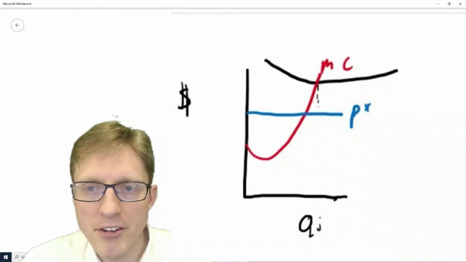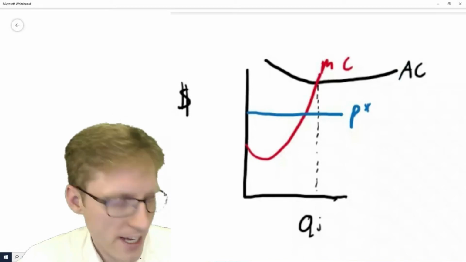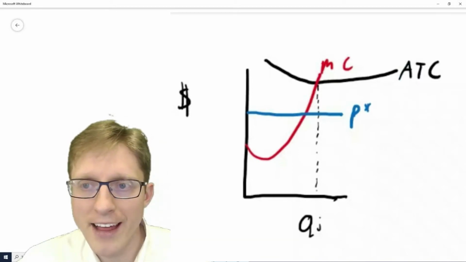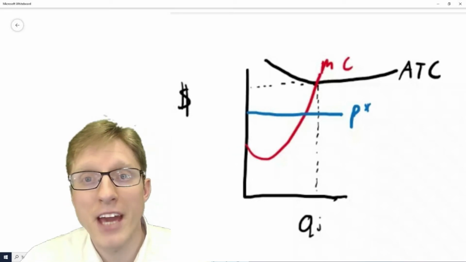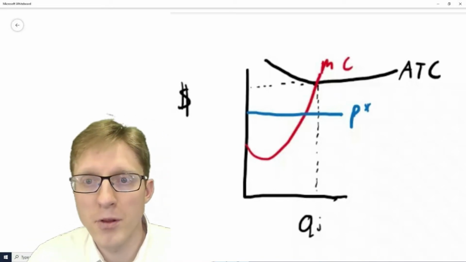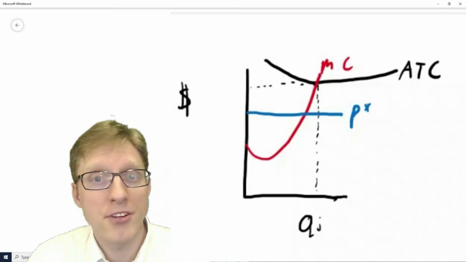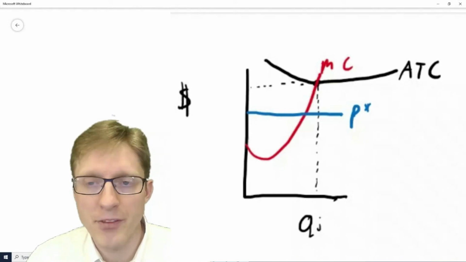Okay, and I'll quickly mention that the average total cost curve intersects the marginal cost curve at the minimum average total cost. The basic idea is that once the marginal cost of the next unit is above the average total cost, it's bringing up the average. Whereas if marginal cost is below the average total cost, which happens to the left of this point here, the marginal cost is lower, so it's bringing down the average.